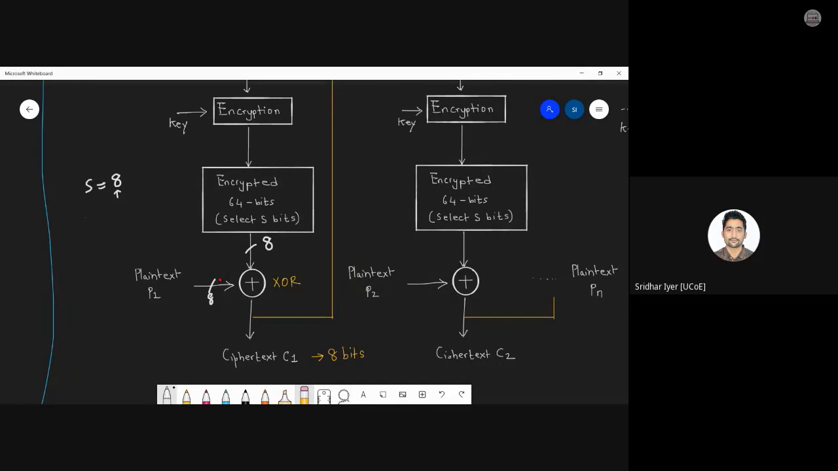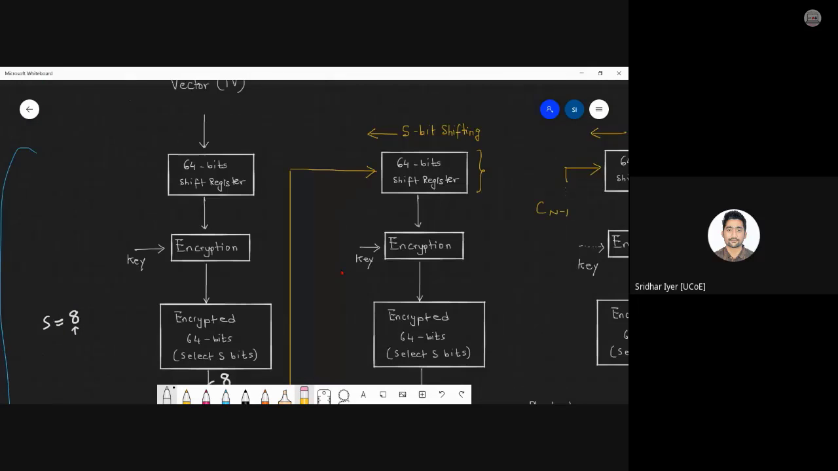So for that purpose, we are selecting the first 8 bits of the plaintext as P1. And then we are XORing that with these 8 bits, or S bits, that we have extracted from the shift register, or encrypted shift register. Am I clear? And then we XOR it. Whatever is the result, that result is sent as one of the inputs to the shift register.